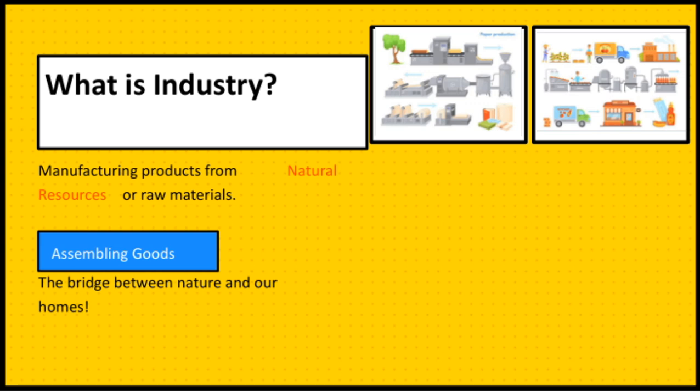Manufacturing products from these resources is what we call industry. So, in essence, industry is all about transforming raw materials into the goods that make our lives easier and more comfortable. Understanding this connection helps us see how everything we use starts from nature and is shaped by industry to become part of our homes and everyday environment.